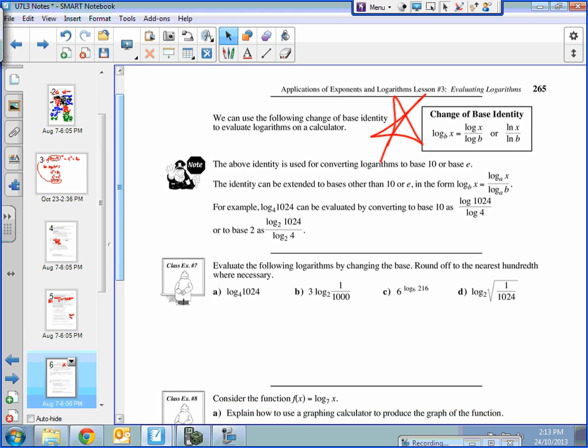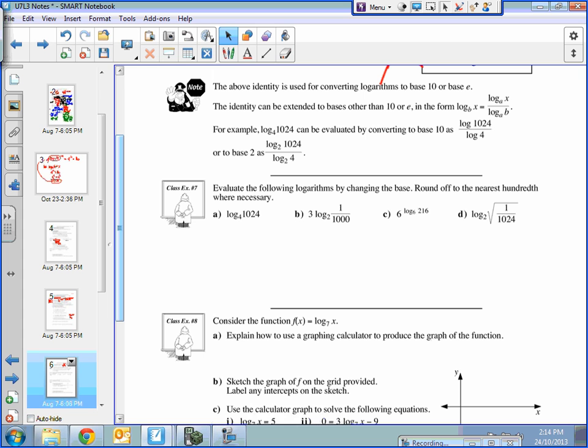You can also do something like this, converting to base 10. Okay, for example, log of 1024 base 4 can be evaluated by converting to base 10, so just writing it like that, or to base 2. We're not going to worry about this kind of set right now, okay? That might just confuse you.